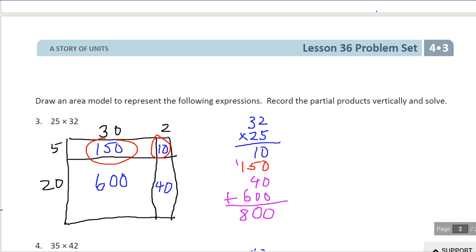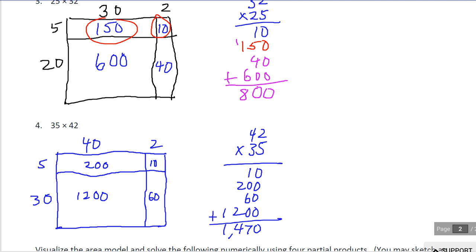Before we do the next one, it's going to be done the same way, so go ahead and hit the pause button and hit play when you're ready. All righty, how'd you do? Well, if you got 1,470, you did just fine. And remember, pause as necessary.